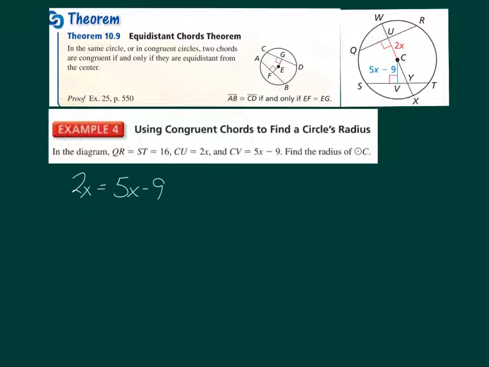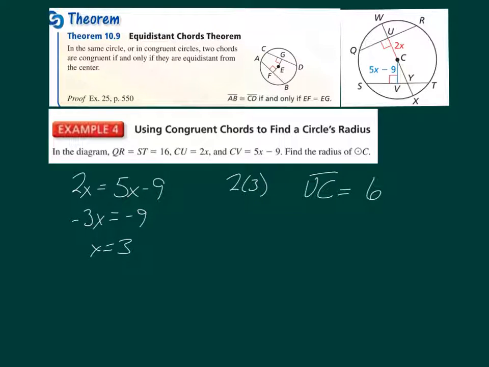If we solve for x here, I'm going to subtract the 5 to the other side, and I get negative 3x equals negative 9. I solve for x, and I get x equals 3. Again, doesn't do us a whole lot right away, but we could at least find the length of, let's say, UC or CV. It doesn't really matter which. I'm just going to plug it into UC because I just have to take it times 2. So 2 times 3 gives me my length of segment UC, which is equal to 6.